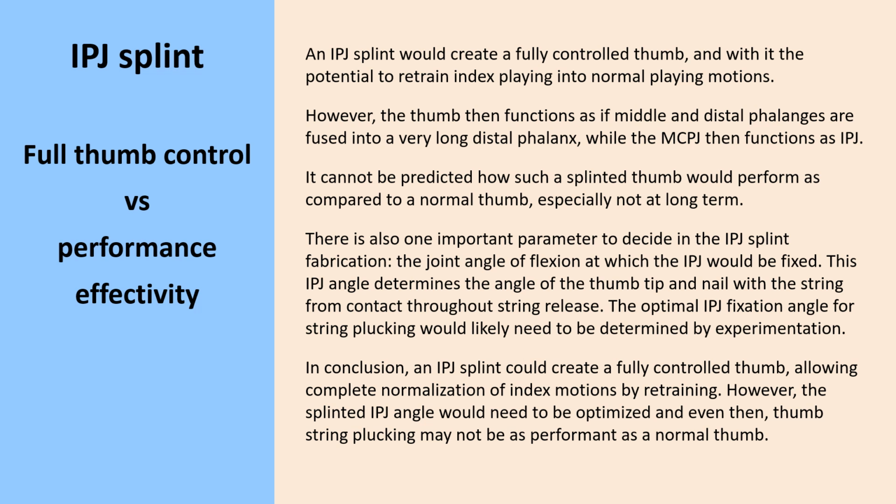In conclusion, an IP joint splint could create a fully controlled thumb, allowing complete normalization of index motions by retraining. However, the splinted IP joint angle would need to be optimized, and even then, thumb string playing may not be as performant as a normal thumb.